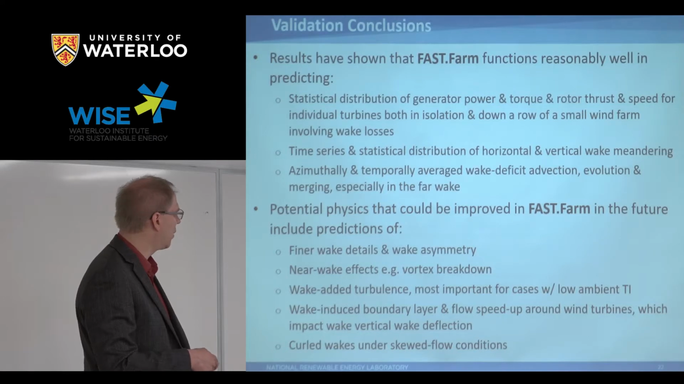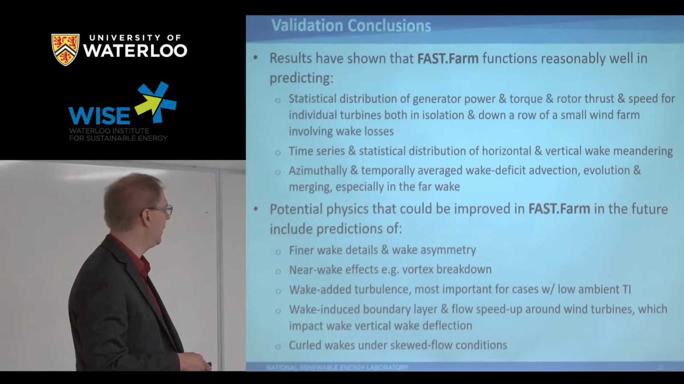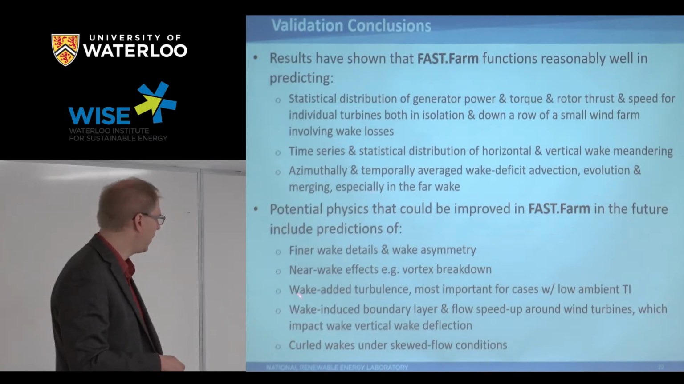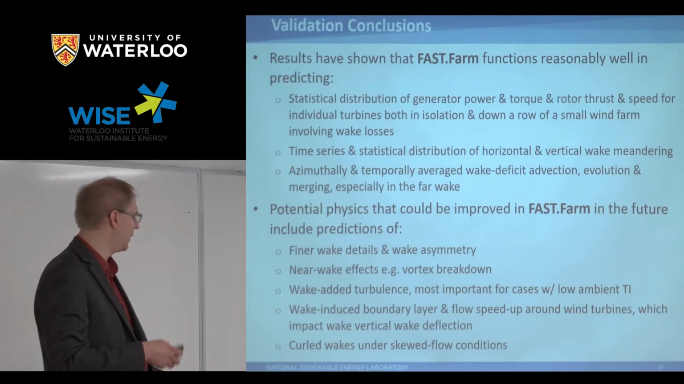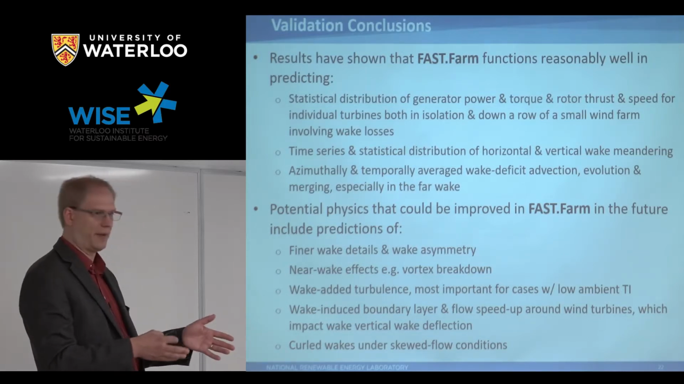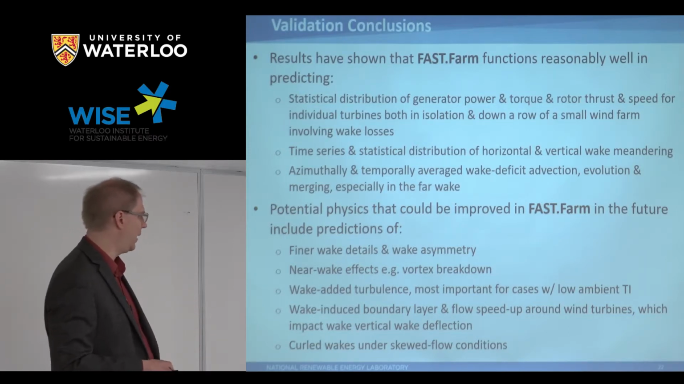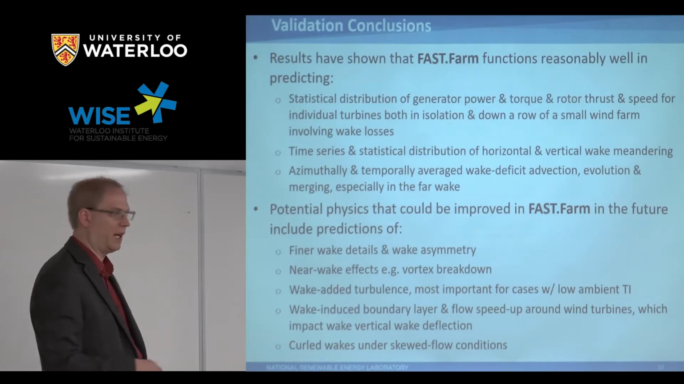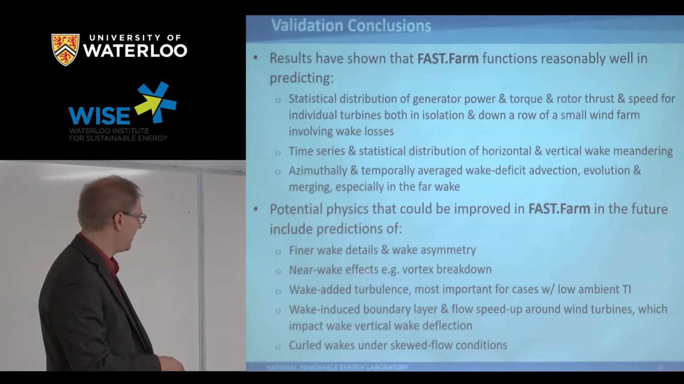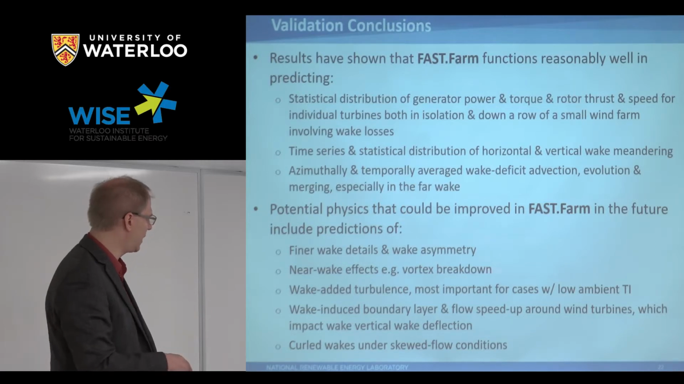We're capturing the horizontal and vertical wake meandering very well out of our code, and these deficits are also quite decent. Where we miss, where certainly FAST.Farm has its limitations, is on some of the finer wake details and wake asymmetry that we see out of SOFA. Certainly the near wake effect is not captured very well. The FAST.Farm model is really tuned to get the far wake accurately, but obviously the vortex breakdown that was being measured by a colleague here in the wind tunnel is really not captured. That's really important for getting the loading right on the turbine, not so much the far wake effect.